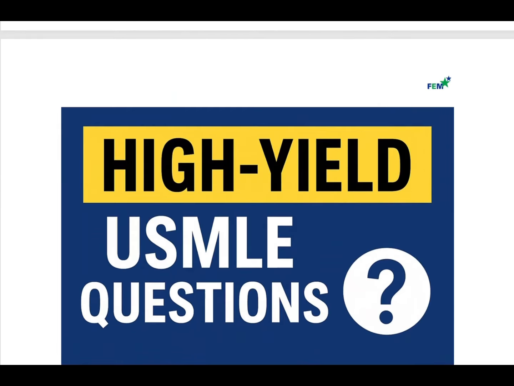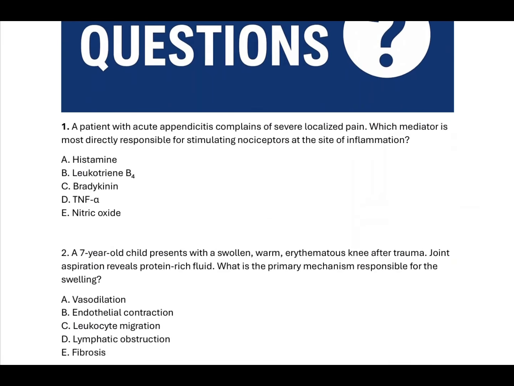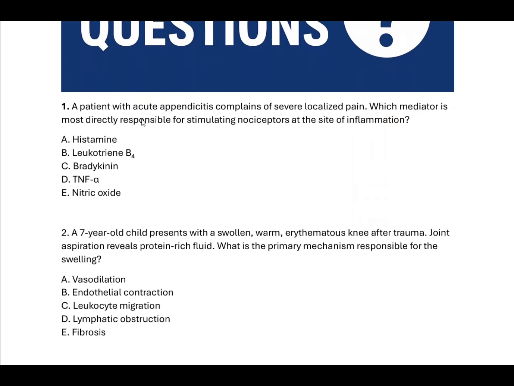And then we've come to the end of today's lecture, guys. Let's do some questions. So the first question there: a patient with acute appendicitis complains of severe localized pain. Which mediator is most directly responsible for stimulating the nociceptor at the site of inflammation? So the best answer there will be, very good, bradykinin. Remember, we said that bradykinin and prostaglandin E2, both of them are what mediates pain.